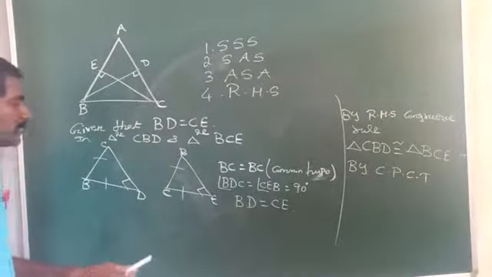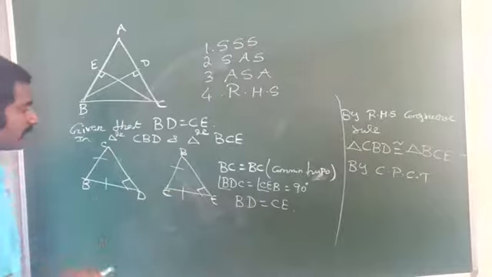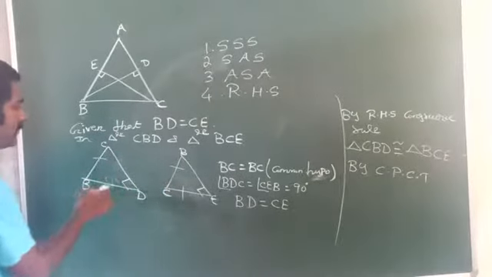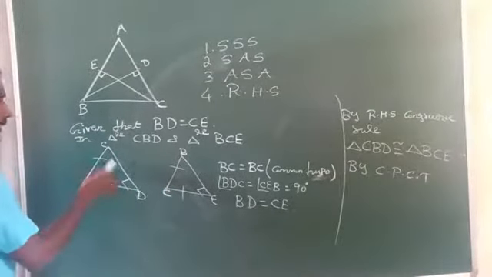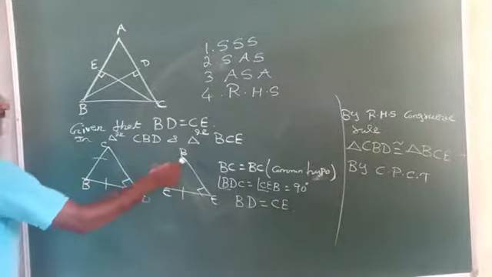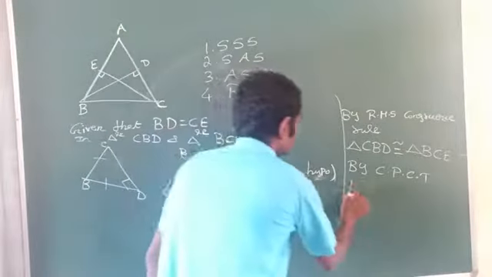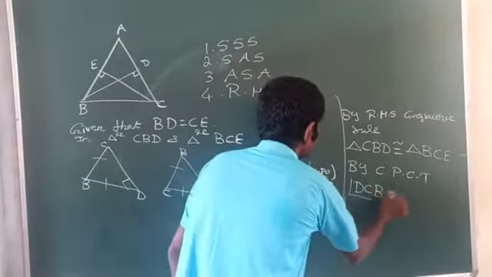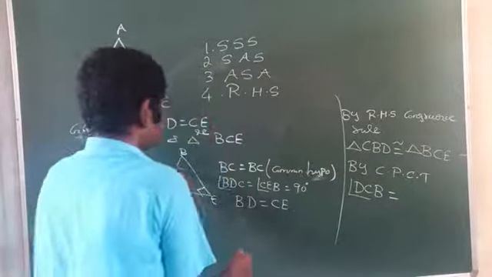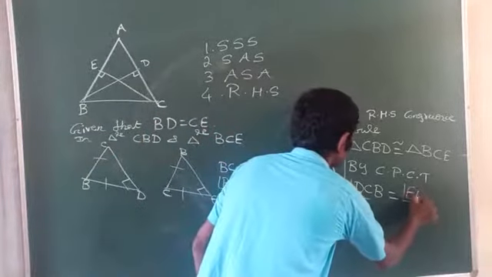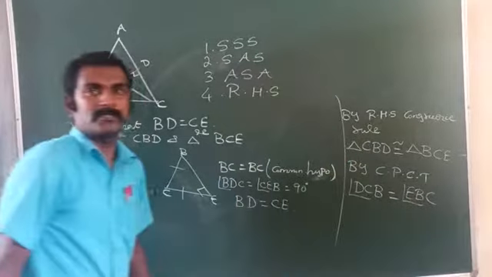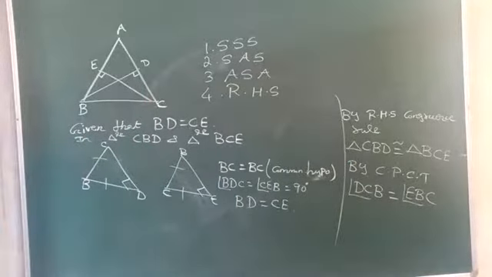We can tell three more parts. What are they? BD equal to CE, angle BDC equal to angle CEB, and angle DCB equal to angle EBC. Therefore, by CPCT we can say that angle DCB equal to angle EBC. CPCT means corresponding parts of congruent triangles. Yes, these are all.